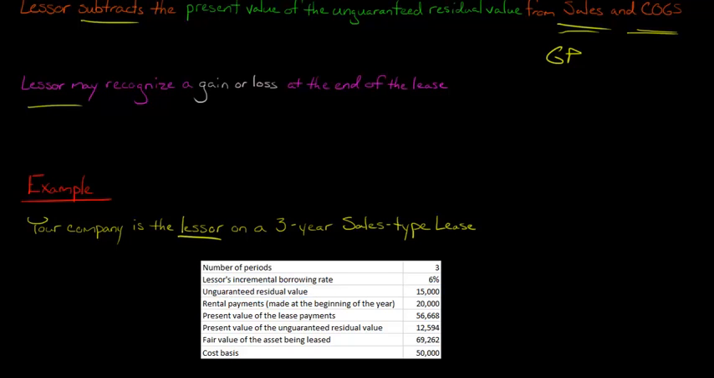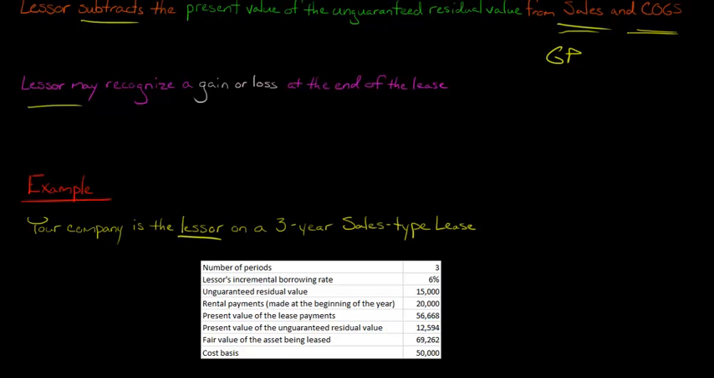So your company thinks that this asset that it's leasing out to some lessee is going to be worth $15,000 at the end of the lease term, at the end of the 3 years, but the lessee has not guaranteed that. Now, the lessee is going to make payments to your company of $20,000 at the beginning of each year. So this is an annuity due. And the present value of the lease payments is $56,668. And then we have the present value of the unguaranteed residual value of $12,594.